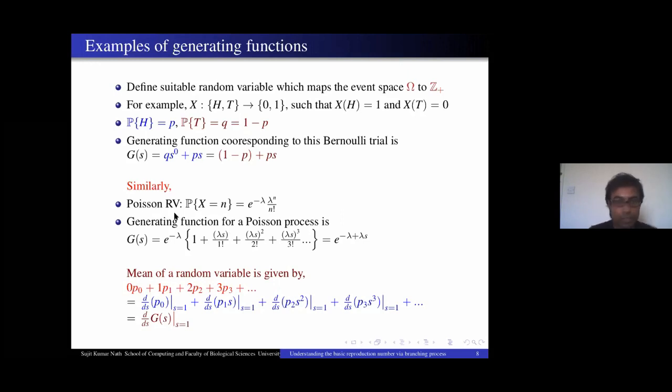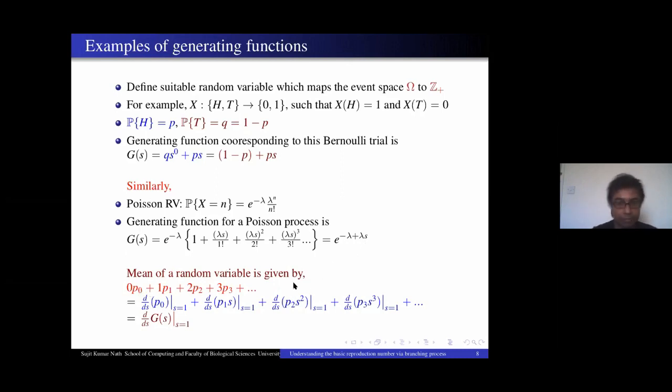Similarly, for a Poisson random variable, you have the probability of getting the number n like this, and the corresponding generating function you get like this. If you just multiply s to the power n with this thing and sum up, you will get the generating function for the Poisson random variable like this.